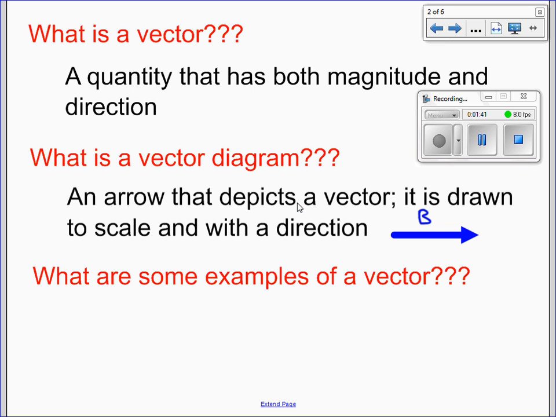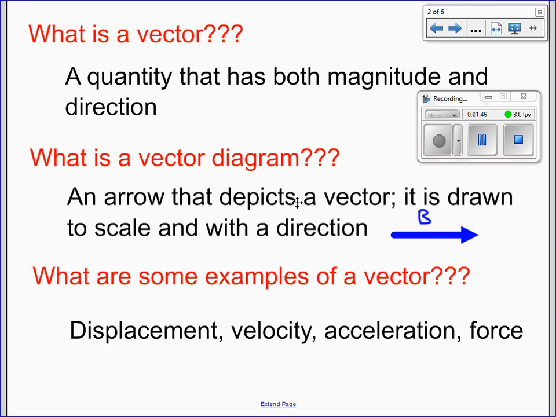Finally, what are some examples of vectors? Well, we've already seen some in this class. We've seen examples of displacement, velocity, and acceleration. And in Unit 4, we're going to look at a fourth type of vector known as a force. Remember, anything that has magnitude and direction can be drawn as a vector.